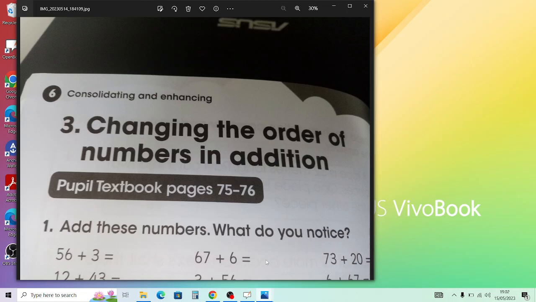Question 4, add the numbers, look for patterns. If you see the pattern, great. If you don't see the pattern, still fine. Just write the answers.